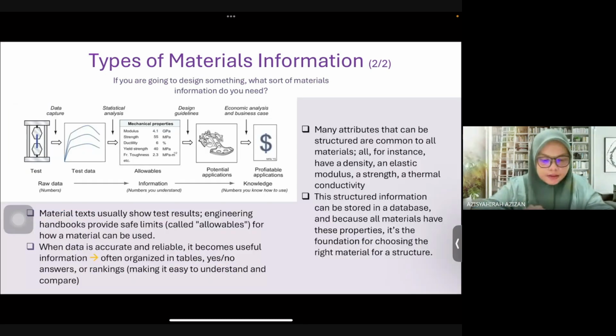As I mentioned earlier, they are material tags presenting the test results. And we also have engineering handbooks that include the safe limits, known as allowables.